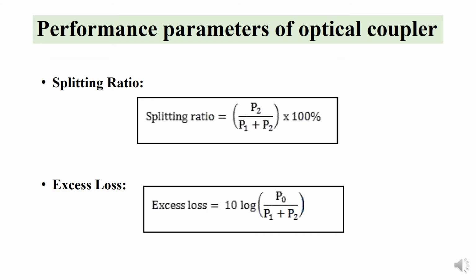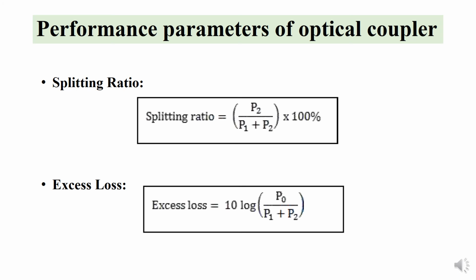Performance parameters of an optical coupler. The first one is splitting ratio. It is the percentage of output power coupled in the coupler. We get two types of outputs in the fiber optic coupler, that is primary output and secondary output. The coupled output is P2. Total output power is given by P1 plus P2. Hence the splitting ratio is given by P2 divided by P1 plus P2, times 100%.